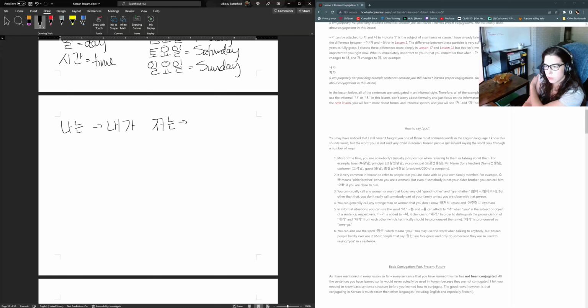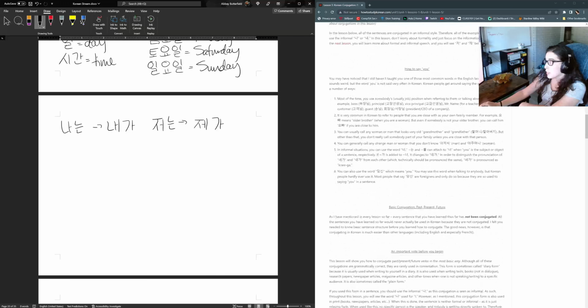In the lessons below, all the sentences are conjugated in an informal style. Therefore, all of the example sentences below use 나 or 내. In this lesson, don't worry about formality and just focus on the information that I present. In the next lesson, you will learn more about formal and informal speech. So, lesson 6, we're going to learn more about formalities. Right now, we're starting on conjugation.